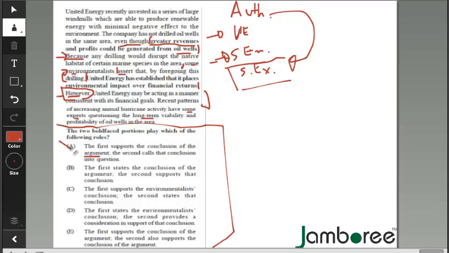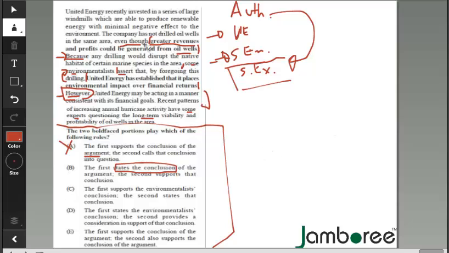Everybody clear? Okay. The first states the conclusion of the argument. Definitely not. What do you mean by states the conclusion? States the conclusion means it is the conclusion. Now look out for these words. When you say that the first states the conclusion, that means the first is the conclusion, right?